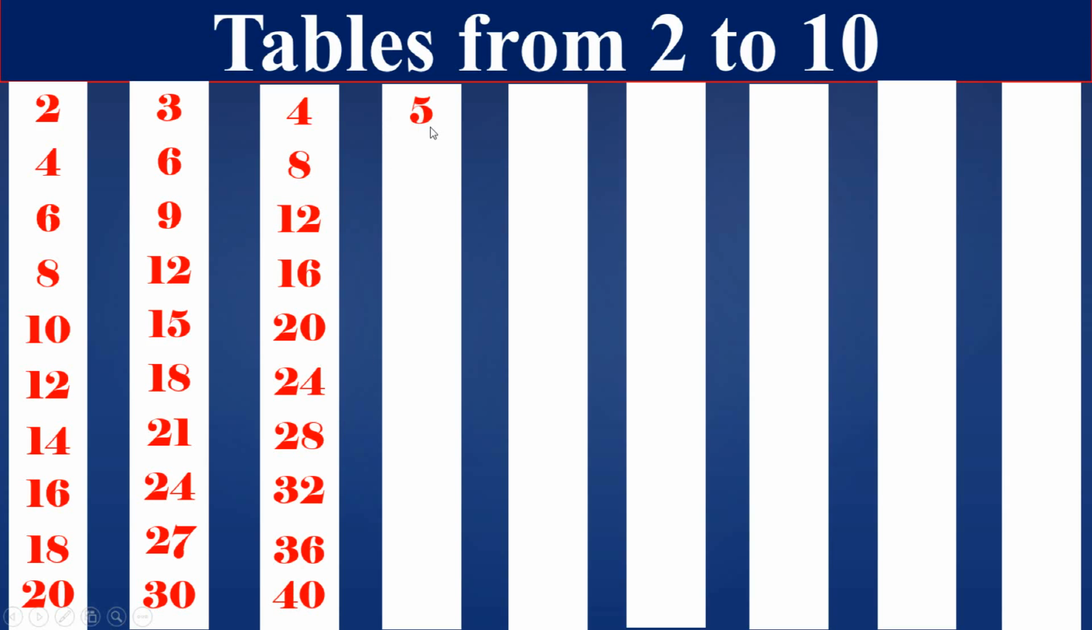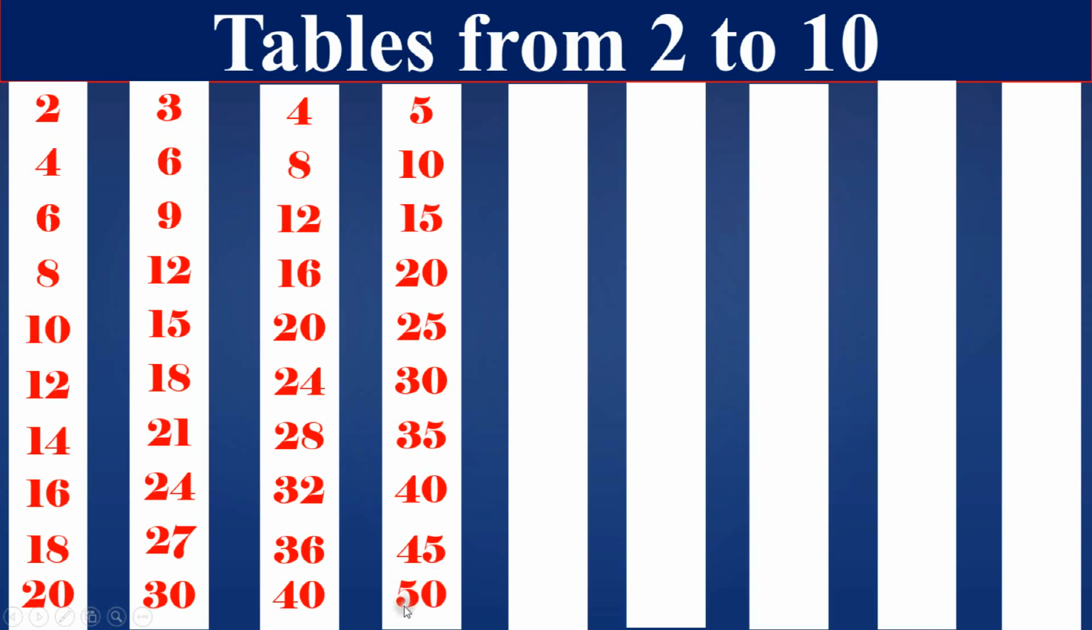5 times 1 is 5. 5 times 2s are 10. 5 times 3s are 15. 5 times 4s are 20. 5 times 5s are 25. 5 times 6 are 30. 5 times 7s are 35. 5 times 8s are 40. 5 times 9s are 45. 5 times 10s are 50.